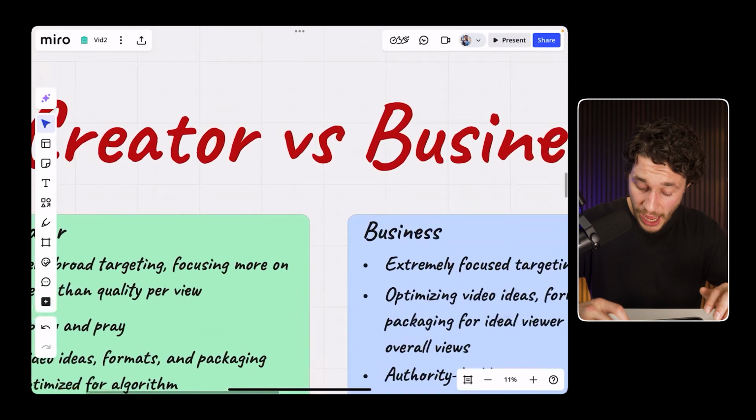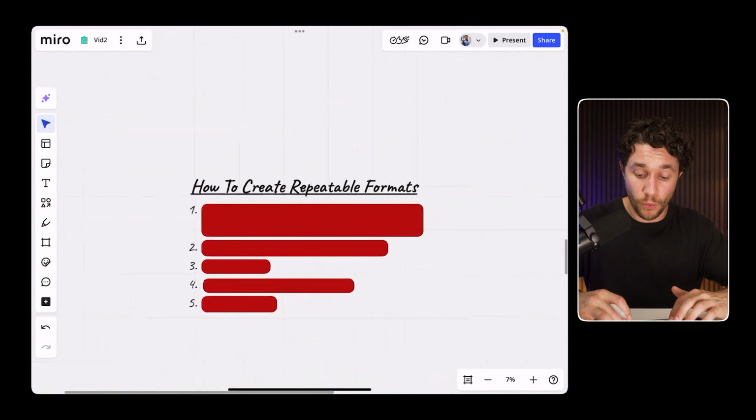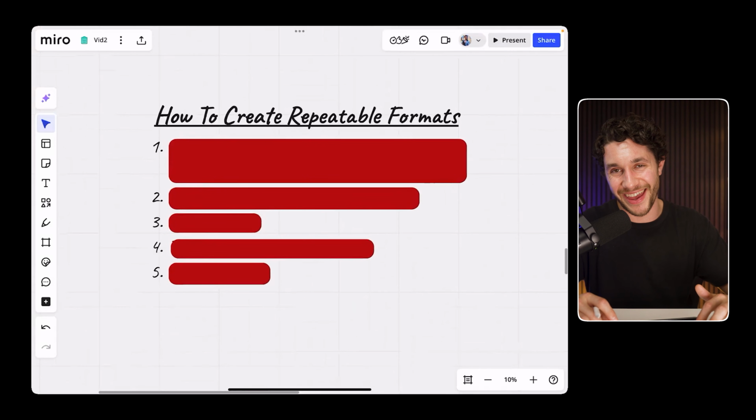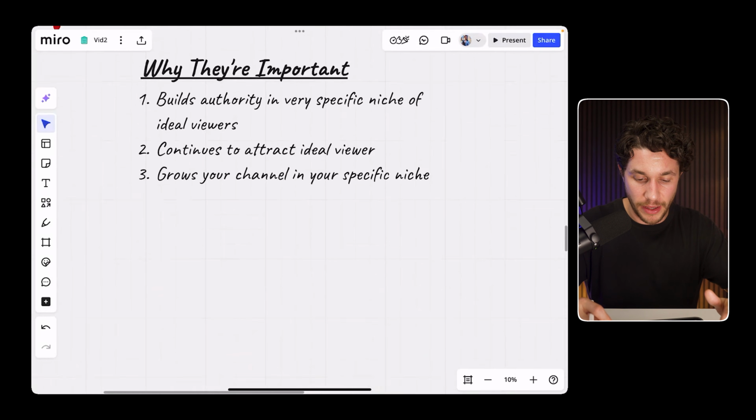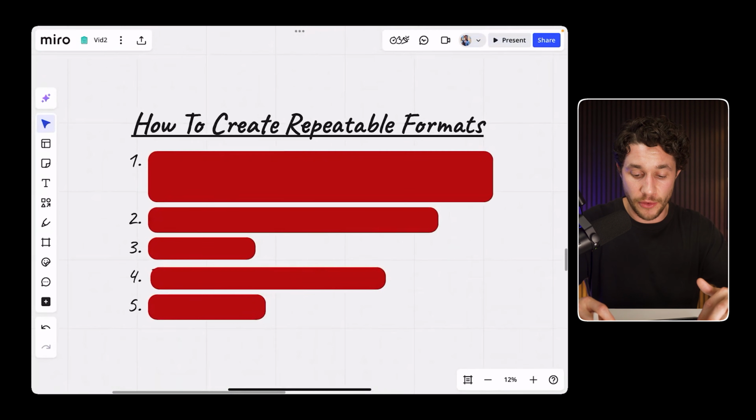And the reason why they're so important and the reason why they work so well is here. Oh, I'm sorry. How to create a repeatable format. They're important for these reasons. This is how to create them, okay?